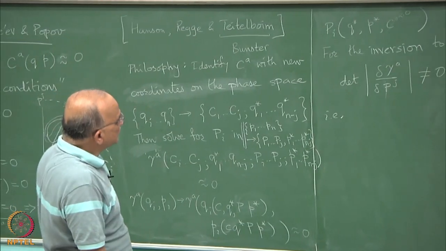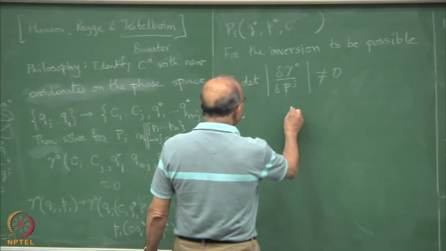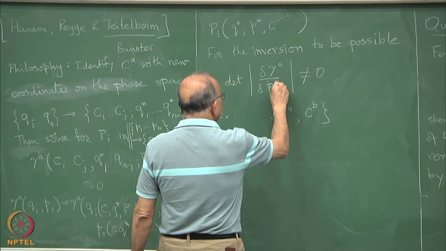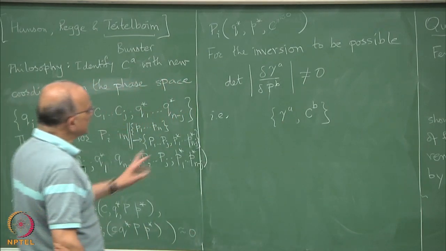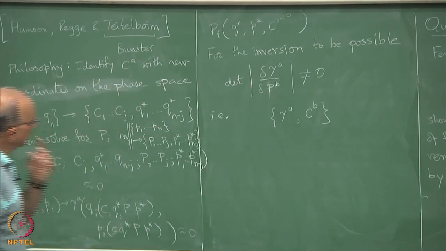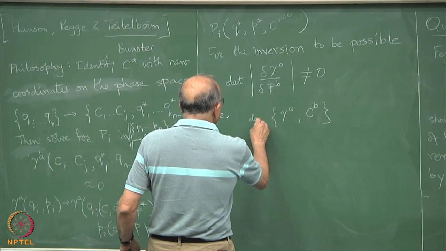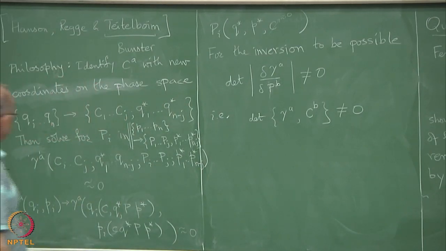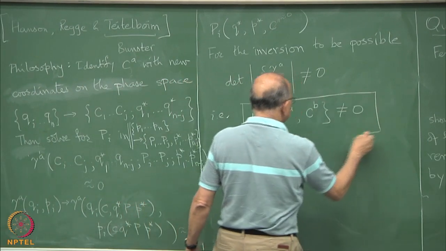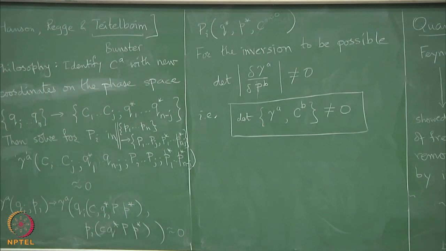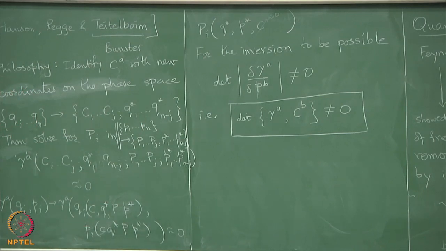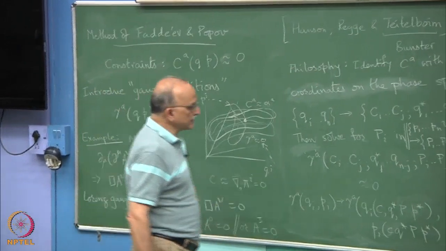So you require this, but then you look at it and note that this is nothing but the Poisson bracket of gamma A with the C's. Because there are as many capital P's as gamma, so temporarily use that index. But that is the same as saying that the determinant of the Poisson bracket of gamma A with C_B should not be equal to 0. This is the real requirement on gammas. So now you see that you don't have to worry about these fictitious P's after all. But this is how one thinks to arrive at that answer, and we can see that this C and this gamma will have a non-zero commutator, Poisson bracket.